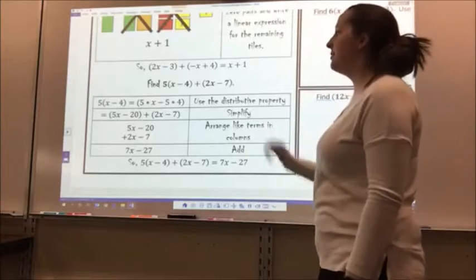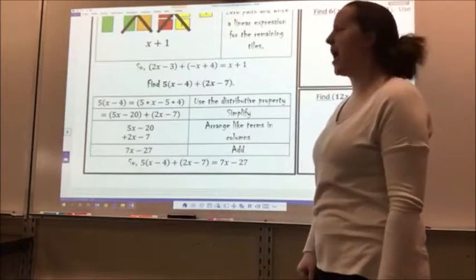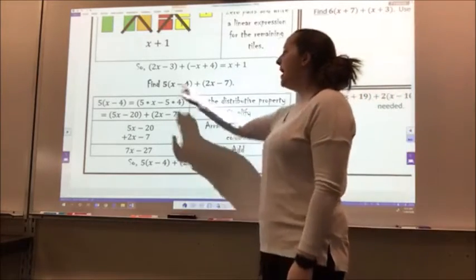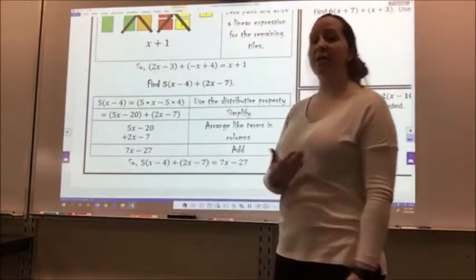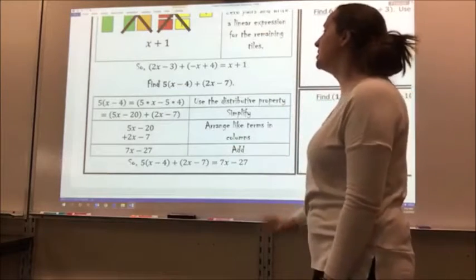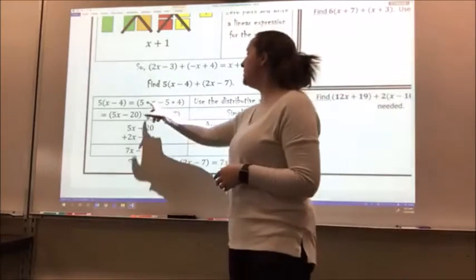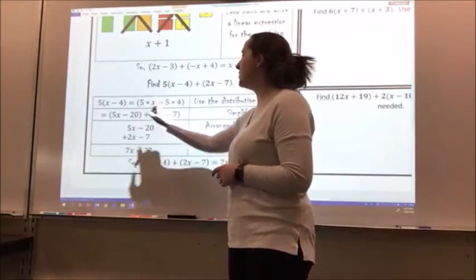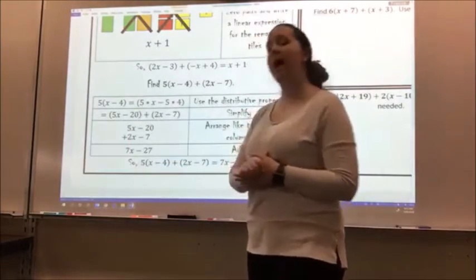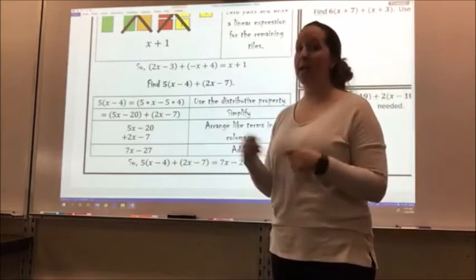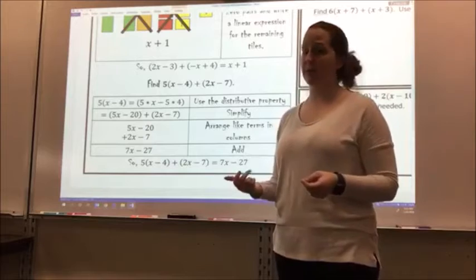I can do the same thing with find 5 times the quantity x minus 4 plus 2x minus 7. Okay? But I have one more step here. I have to use the distributive property in order to solve this. So 5 times the quantity x minus 4. 5 times x gives me 5x. 5 times 4 gives me 20. Okay? So I have 5x minus 20. Now, if you don't want to write or manipulate all of these tiles, you don't have to. Okay?